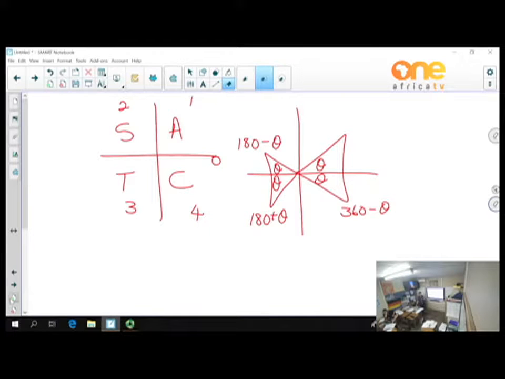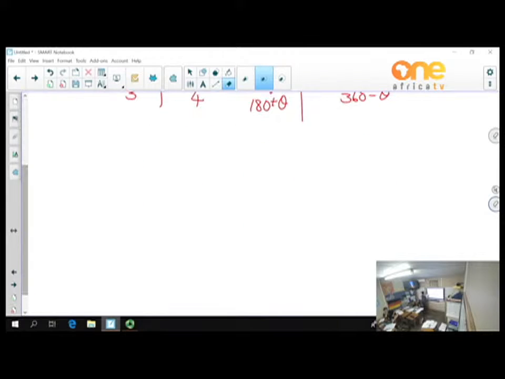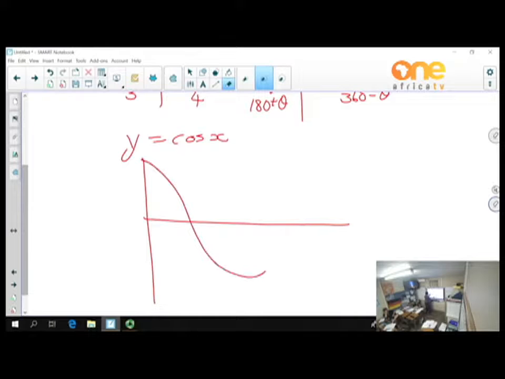Now, look at the question. This is also about the graphs. You should remember that your calculator, the graphs and CAST are exactly the same thing. They all work with the same thing. If we look at number 1, this is a typical cosine graph. Y is equal to cosine x. It goes like this. There's your cosine graph.